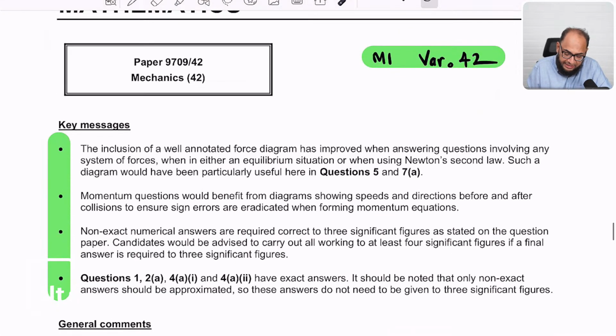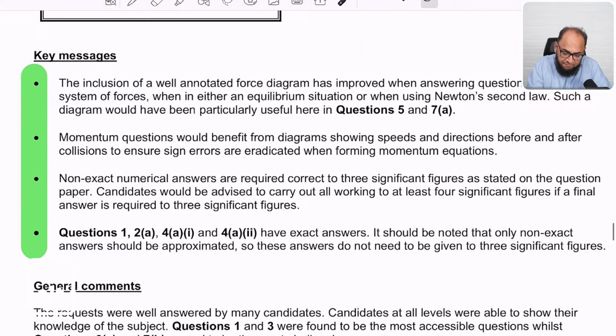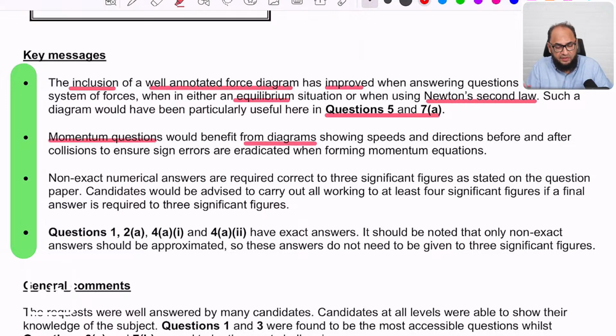Just have a quick look at the M1 examiner report based upon the first 5 questions. It says the inclusion of a well annotated force diagram has improved answers to questions involving any system of forces, whether an equilibrium situation or when using Newton's second law. Such a diagram would be particularly useful in question 5 and question 7a. We'll soon be there in 6 and 7. Momentum questions would benefit from diagrams. I always believe in drawing diagrams. I do that. Showing speeds and directions before and after collision to ensure sign errors are eradicated when forming momentum equations. Very, very necessary.